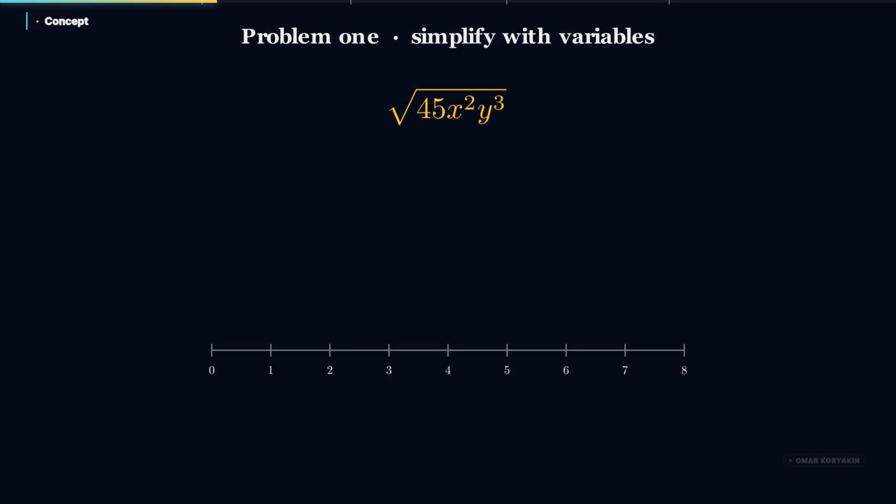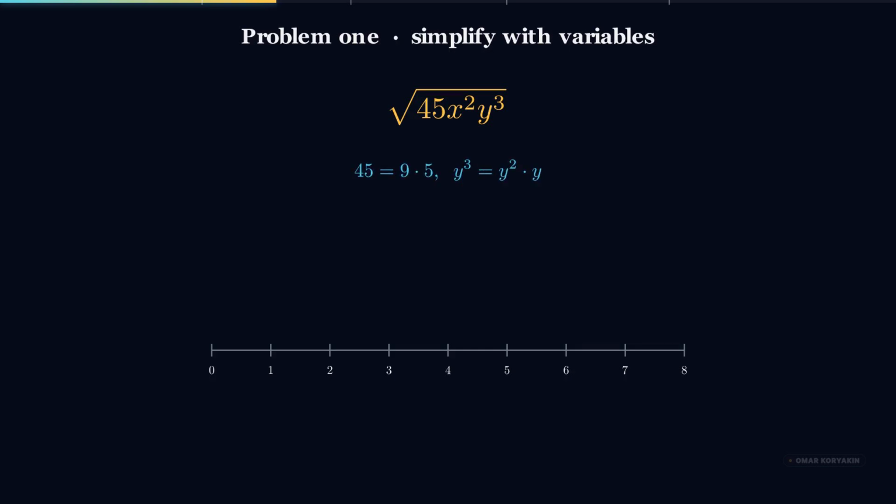Problem 1. Simplify the square root of 45x squared y cubed. Find perfect square factors in each part of the radicand. 45 equals 9 times 5, y cubed equals y squared times y. The factorizations expose what stays inside and what comes out.